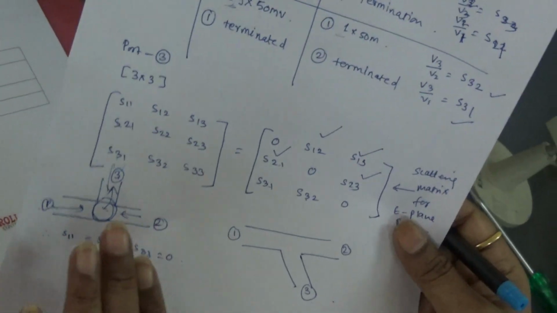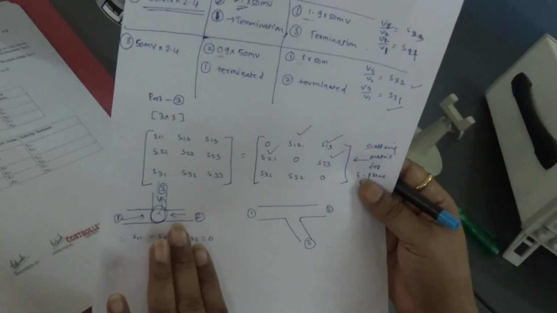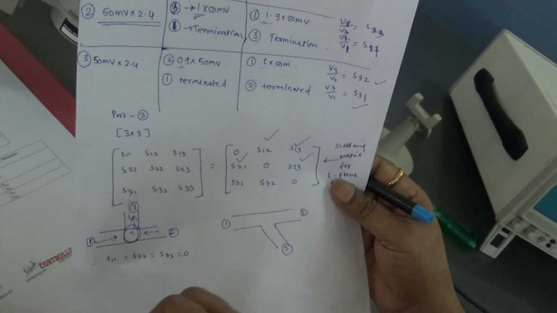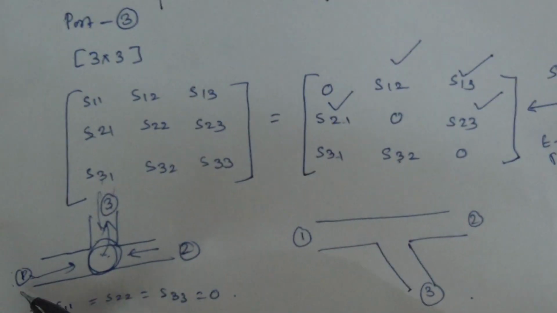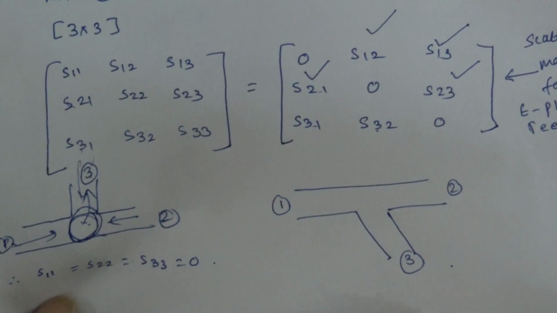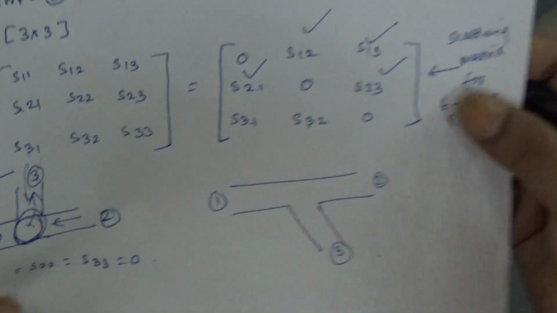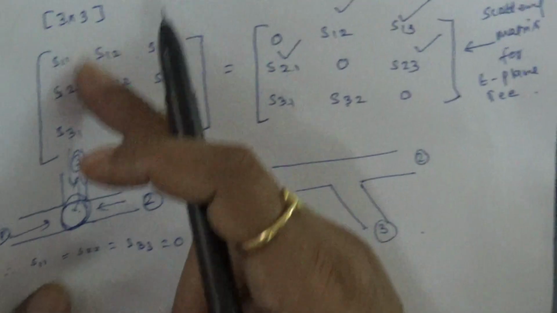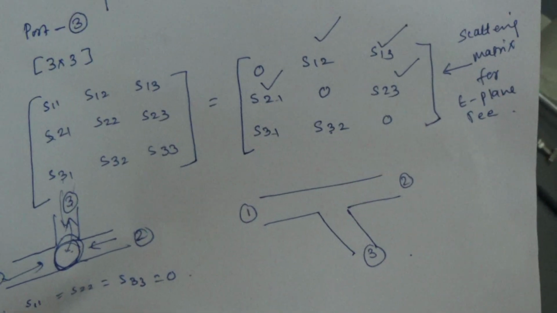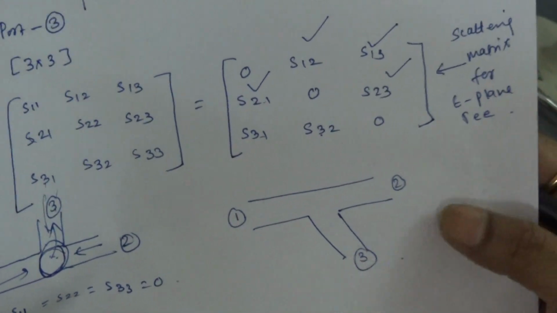That means we can conclude that the E-plane T is used to collect the signal, to add the signal, and to distribute the signal from different points at the junction. So this is the concept related to the E-plane T. The matrix concepts we will study in detail in unit number 3. So thank you.